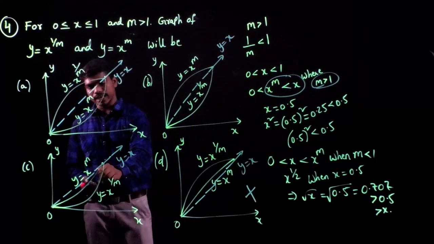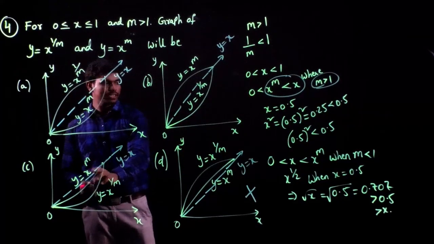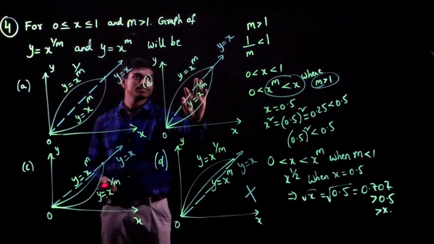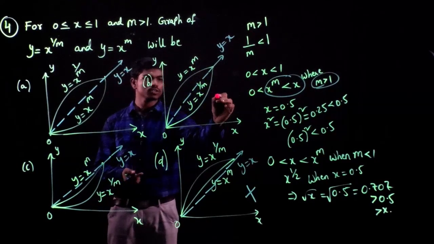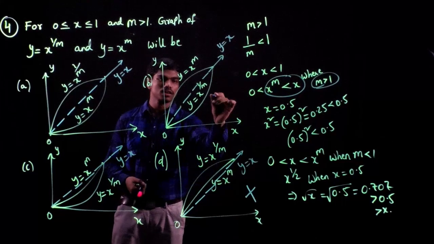Similarly here, this x power m line is falling. Okay, here this can be a case. And here if you see, again x power m is lying above y is equal to x. So this is also a wrong option.